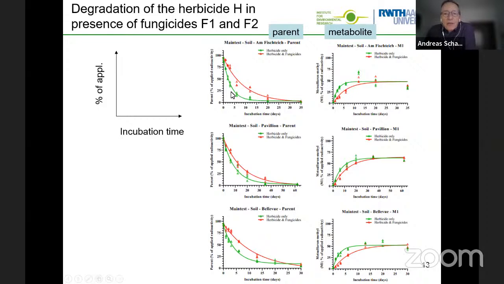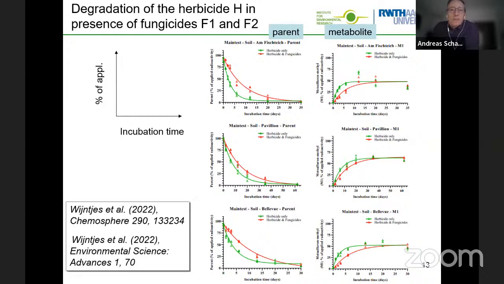So if industry investigates the degradation of a herbicide for authorization, this DT50 is not reflected in the agricultural reality because there are always fungicides present, or very often fungicides present, I must say. Yes, we have published this also, by the way, in your journal EEH.